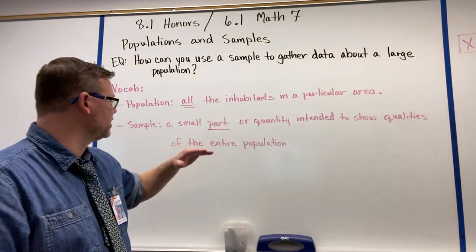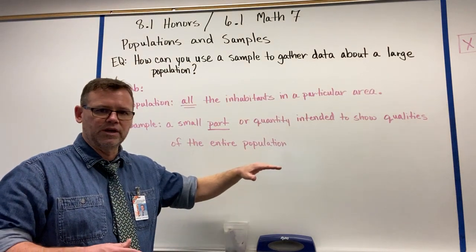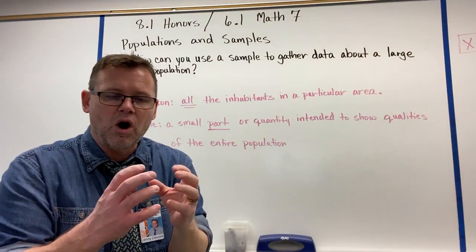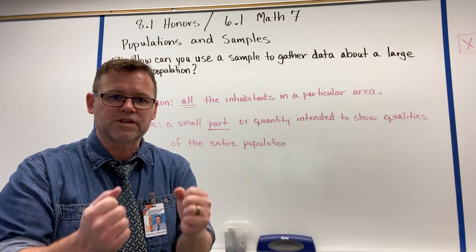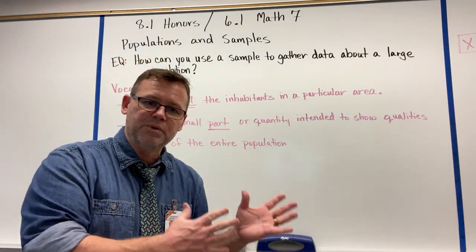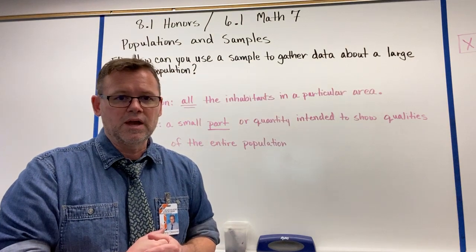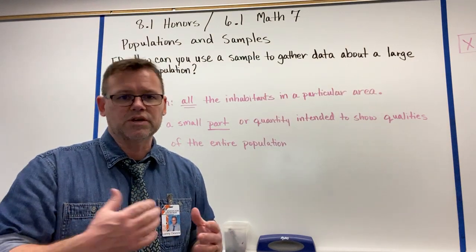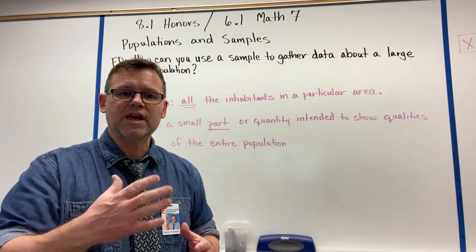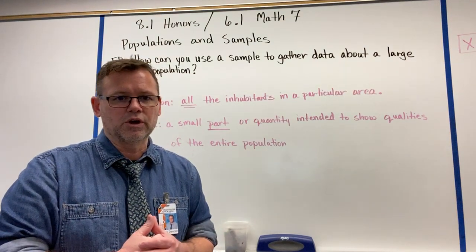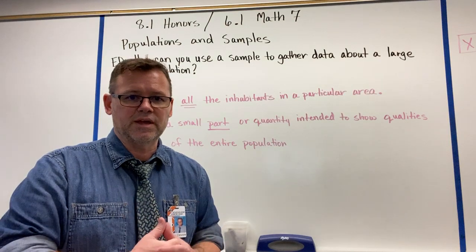If we are looking at the sample, that would only be a small part or quantity intended to show qualities of the entire population. In other words, a small part of the population. So you might say the 7th grade, or maybe just our B team with the 7th grade. That would be a sample of the entire population. It may not be an accurate sample, so we have to take in what scenario we're looking at to be able to take in that sample.